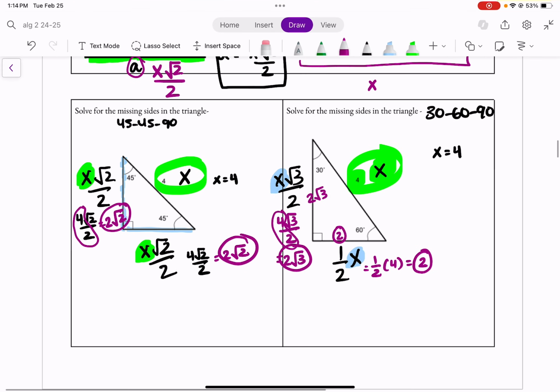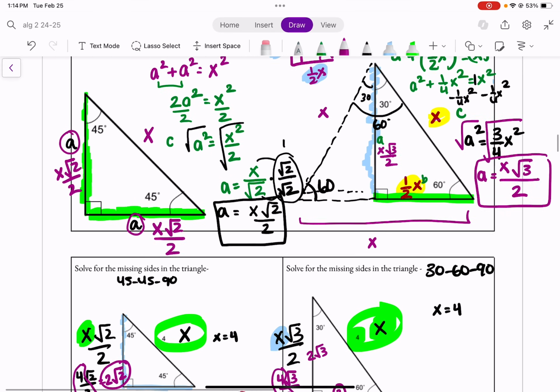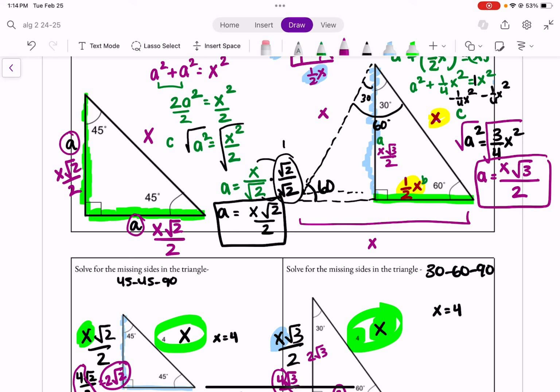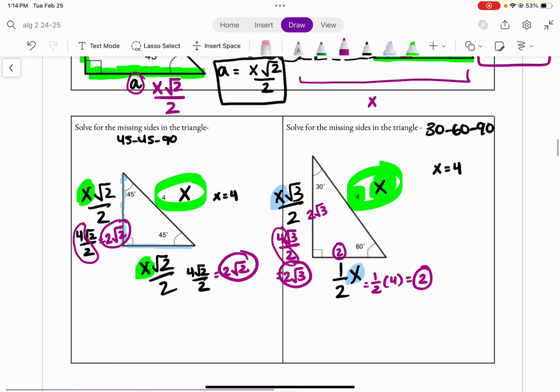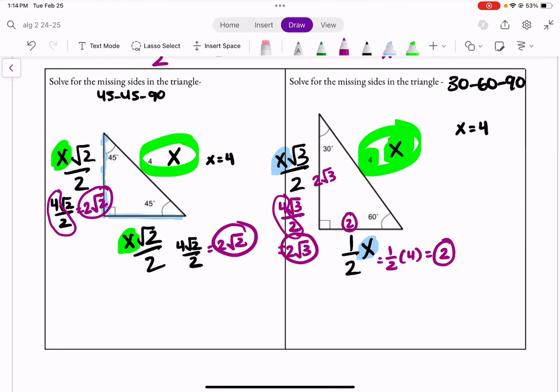So it's okay if you don't totally understand how I got these shortcuts. What's important is, do you know how to use the shortcuts, okay? So if you have questions, let us know. Otherwise, move on to the practice. The practice is going to look just like these two questions.